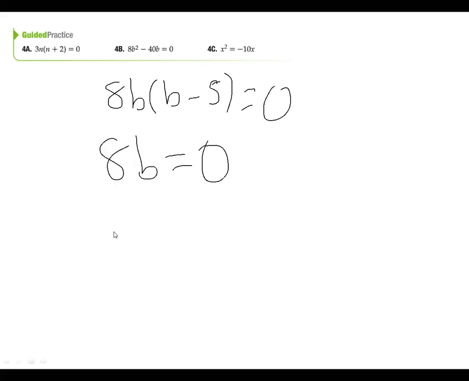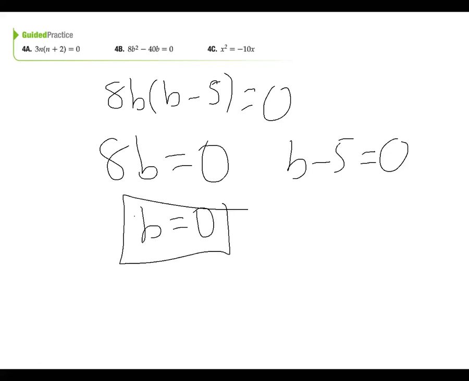Second one, you have to factor first. I can take an 8 and a b out of both of those. So 8b sits outside, and then you would have a b left here and a 5 left here. Set that equal to 0. Then set each factor equal to 0. 8b equals 0, b minus 5 equals 0. Divide by 8 here, you get b equals 0. Add 5 here, you get b equals 5. All right, and those are the two roots or solutions.